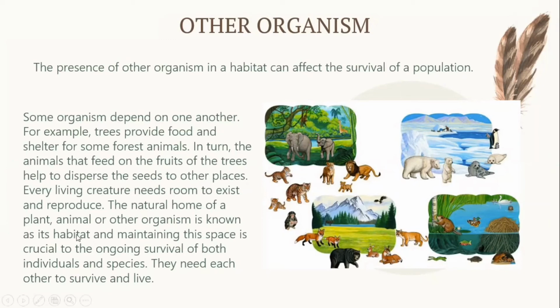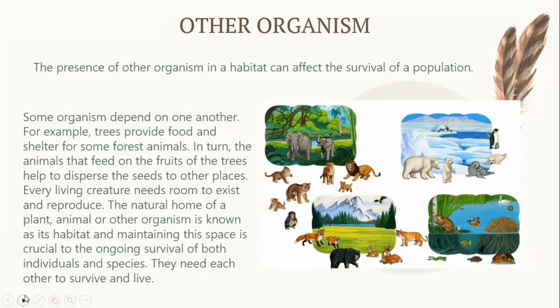Every living creature needs room to exist and reproduce. The natural home of a plant, animal, or other organism is known as its habitat, and maintaining this space is crucial to the ongoing survival of both individuals and species. So they need each other to survive and live. As I said before, every creature cannot live alone, so they need other kinds of organisms.